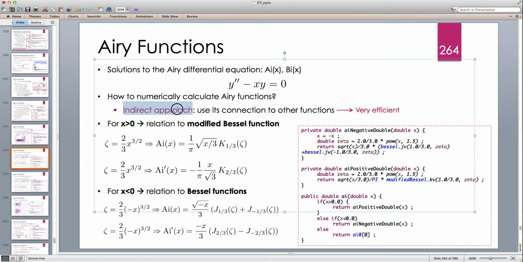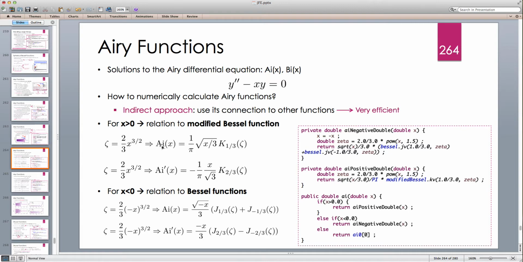So in the indirect approach here, I'm going to use the connection to the Bessel functions or modified Bessel function. So for positive x greater than 0, Airy functions are related to the modified Bessel function. And here's the relation. We define this auxiliary variable zeta, which is 2/3 x to the power of 3 over 2, right? So this is basically x square root of x, all right?